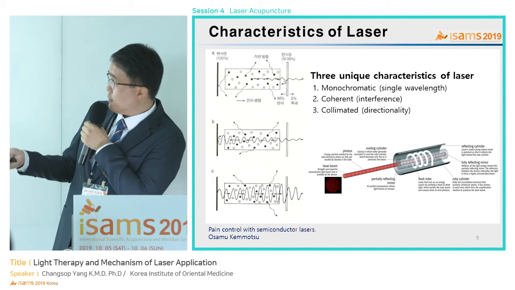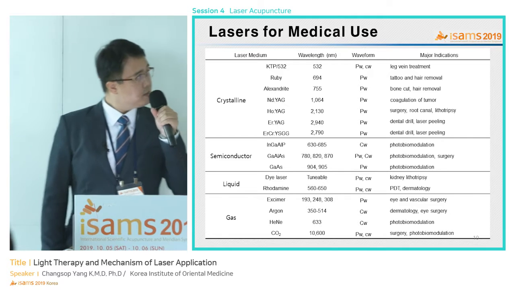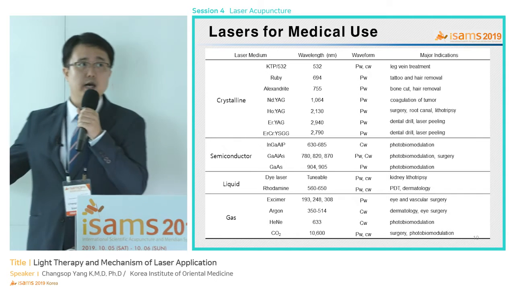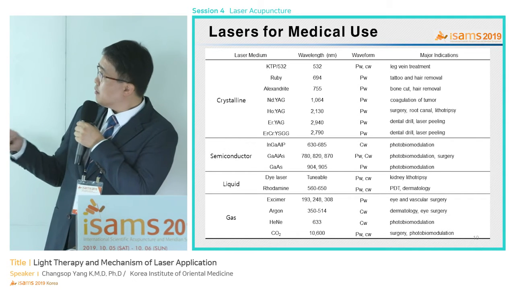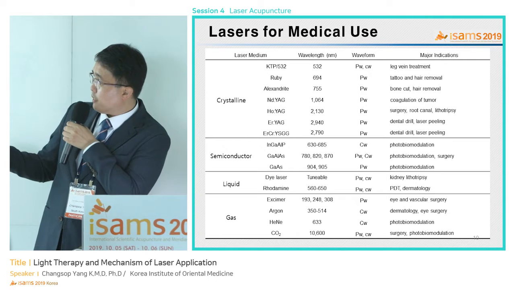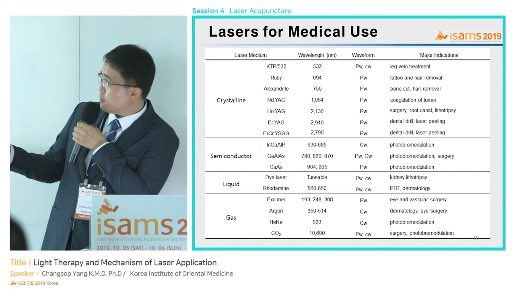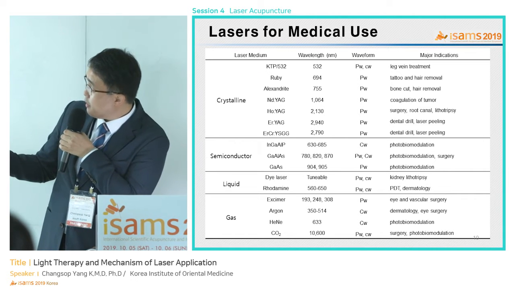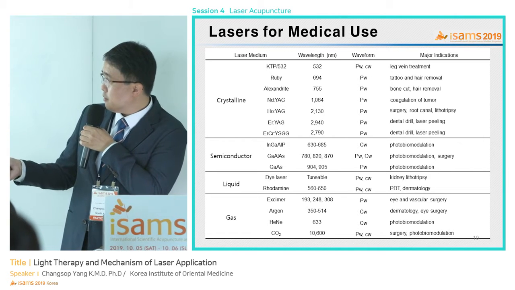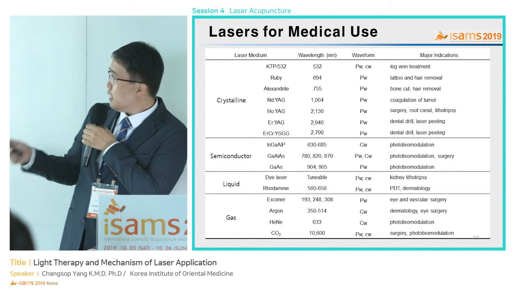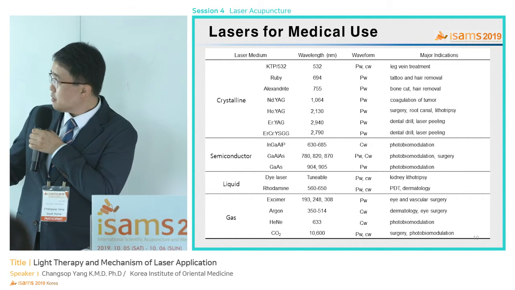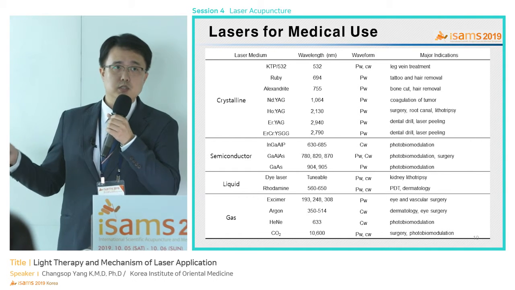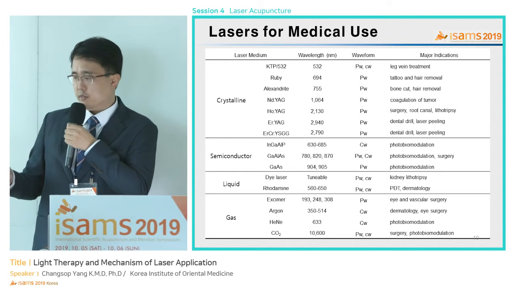And with these laser specifications, we are using this kind of laser in the medical field. This table classifies lasers by their medium, the light source: crystalline lasers, semiconductor lasers, liquid lasers and gas lasers. And I want to talk mainly about semiconductor lasers because they are the main kind of laser used in laser acupuncture.